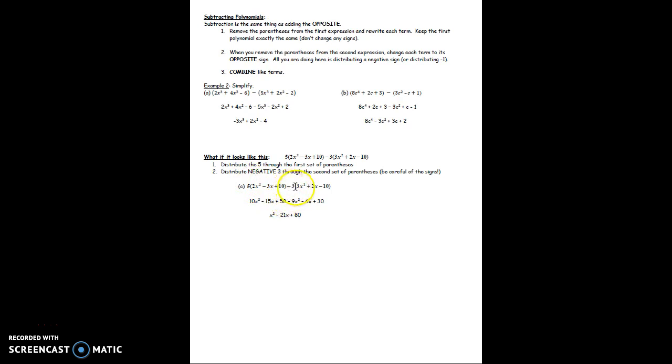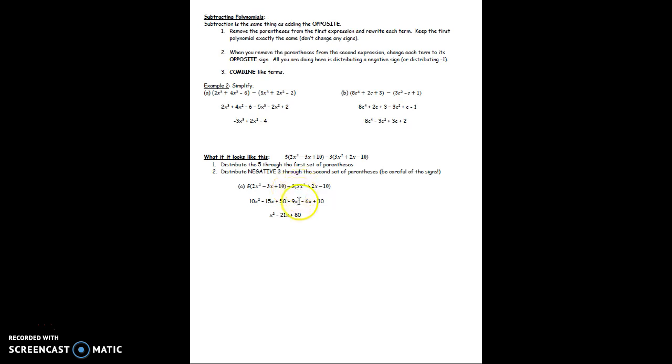Then I still have to distribute here. Now be careful, this is a negative 3 that you're multiplying in. So negative 3 times the 3x squared is a negative 9x squared. Negative 3 times a positive 2x is a negative 6x. Negative 3 times a negative 10 is a positive 30. So you're really going to have to be careful with your signs when you're distributing that negative. Be extremely careful with your signs.